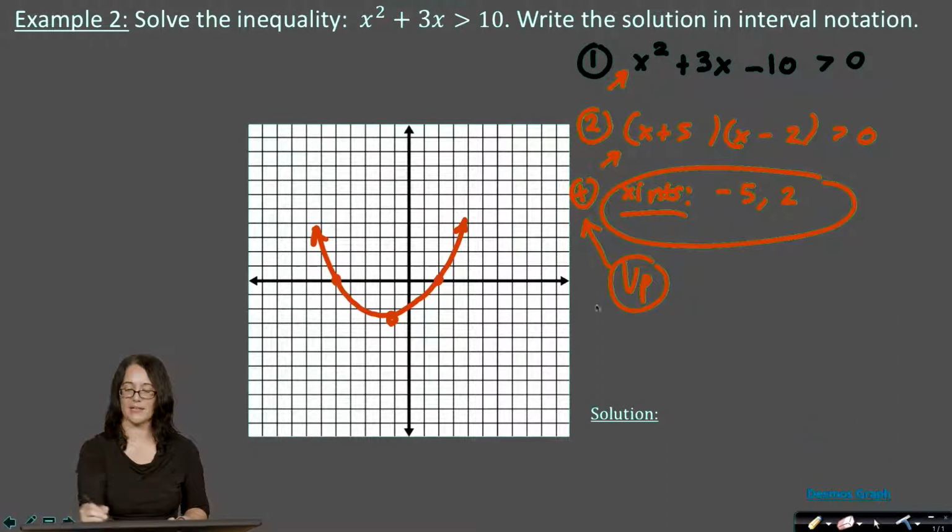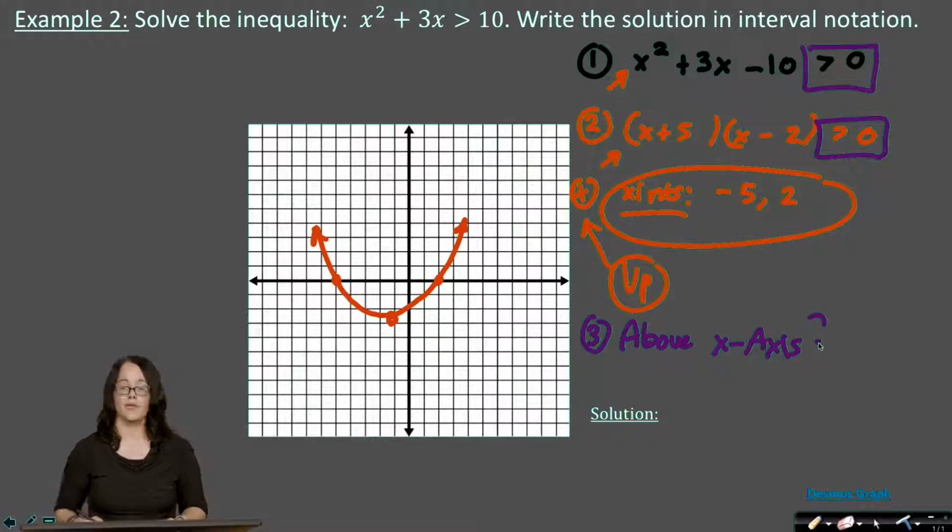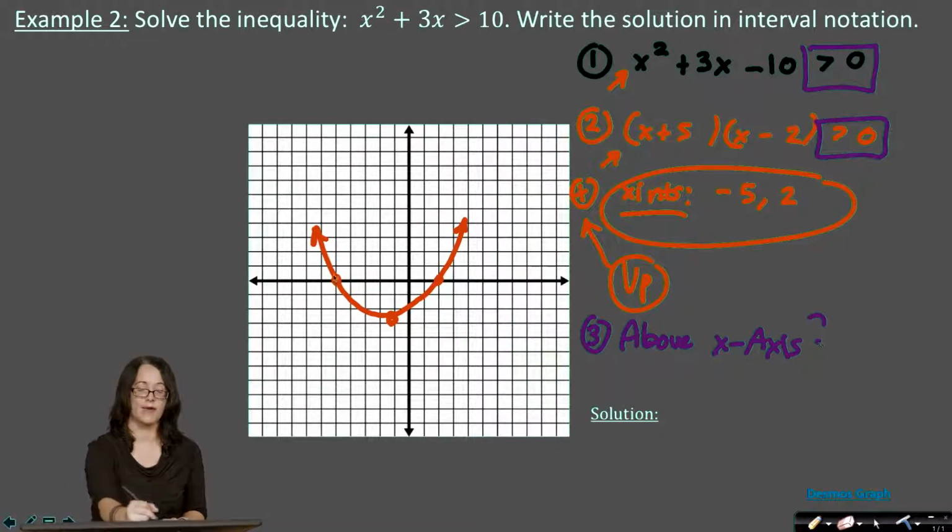What are we really asked to find, right? They want to know when our outputs will be positive. When are they greater than 0? In other words, when are they above the x-axis? Well, can you see? Yeah, they're above the x-axis. It looks like values to the left of this x-intercept and values to the right of this x-intercept. This x-intercept on the left was negative 5, and this one was positive 2.